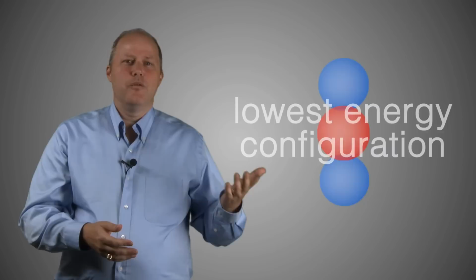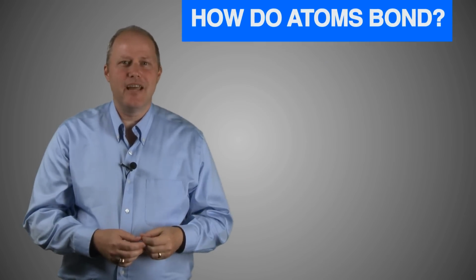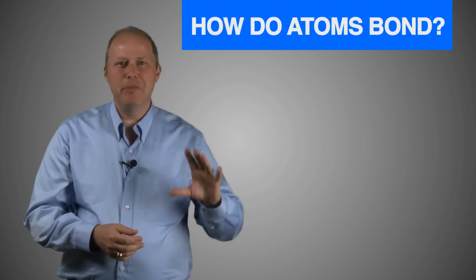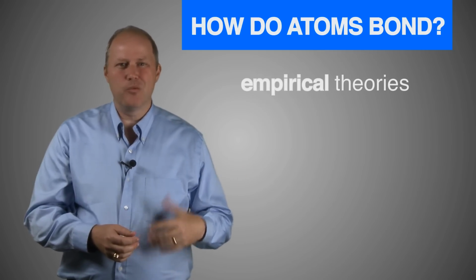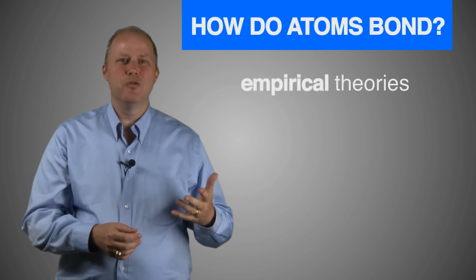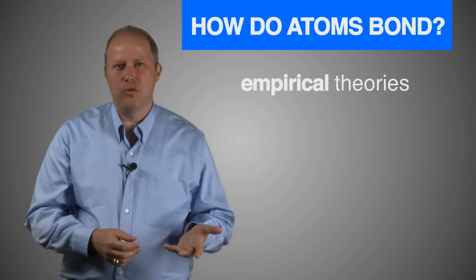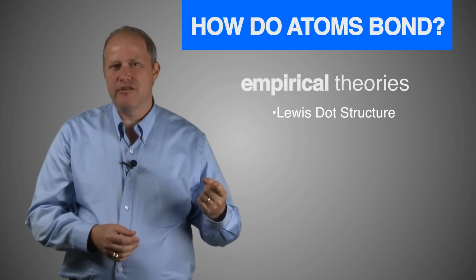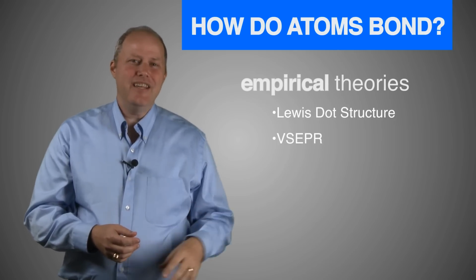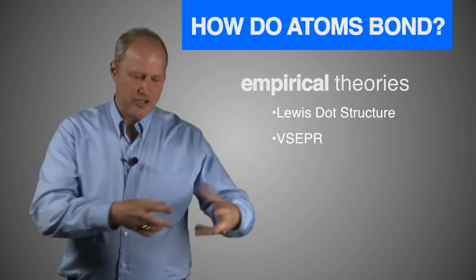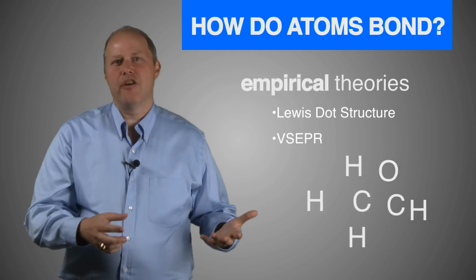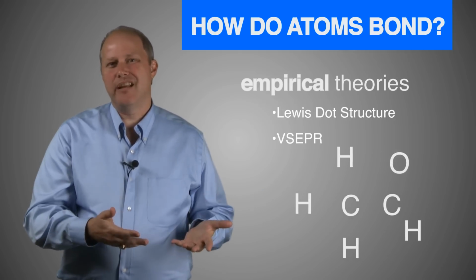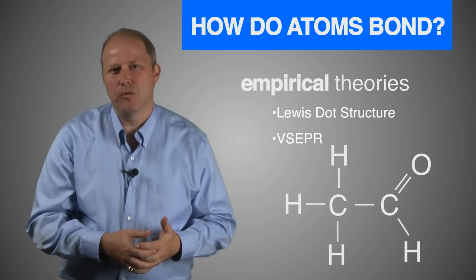And so we'll go through several simple theories to try to understand this. Some of them are simply empirical. That is, they're based on rules that seem to model what's happening in the physical world. Lewis dot structures or VSEPR. And these tell us simple ideas about which atoms are likely next to which other ones and what's the most likely arrangement of atoms in a molecule.